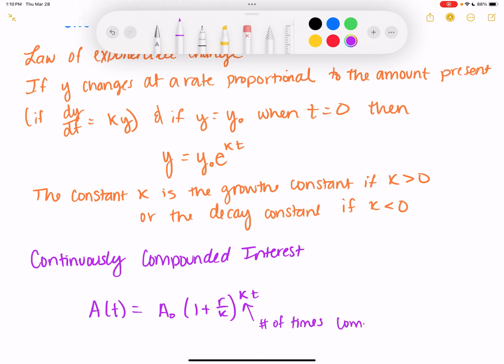So these are going to be like word problems? Yeah, some of them. And t is the amount of time, usually in years. Okay, so it's r over k and then kt. Yes.